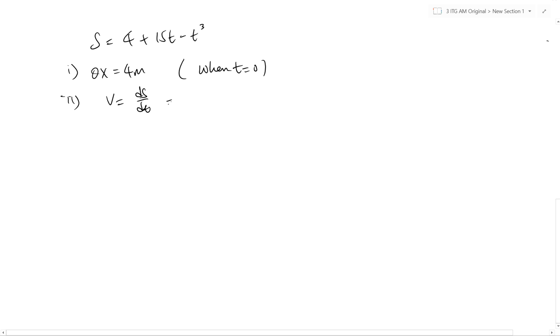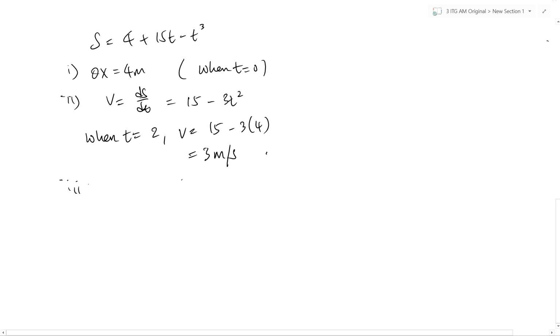So S equals 4 plus 15t minus t cubed. OX equals 4 meters, when t equals 0. Part 2, find the velocity. So v equals ds over dt, which is 15 minus 3t squared. When t equals 2, v is 15 minus 3 times 4, and we get 3 meters per second.